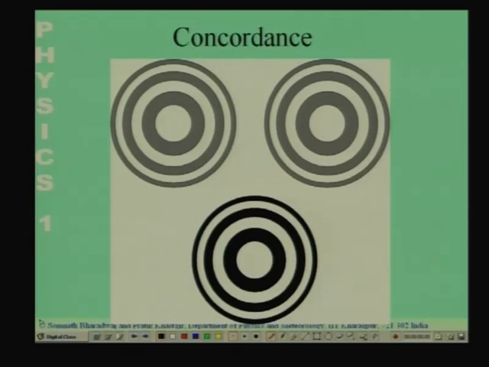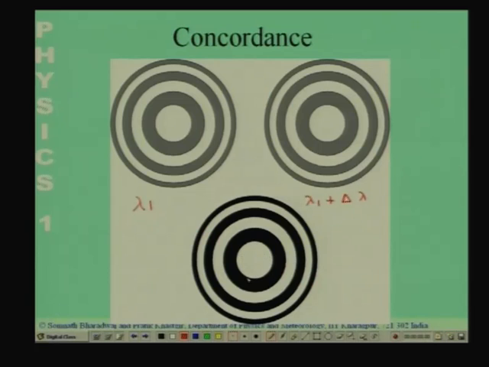The fringe pattern corresponding to lambda 1 and this is the fringe pattern corresponding to lambda 1 plus delta lambda, both of these coincide. So, if you can set up your interferometer so that you have concordance, then the resulting interference pattern in the central region is going to be the sum of this interference pattern and this interference pattern. The bright spots are going to add up.